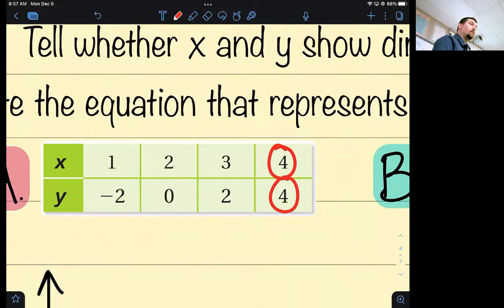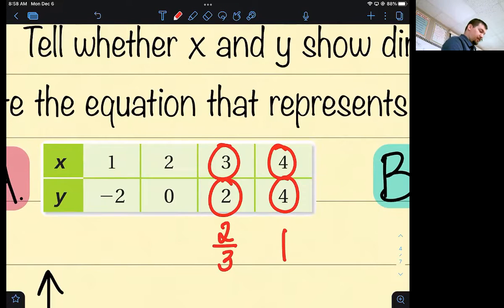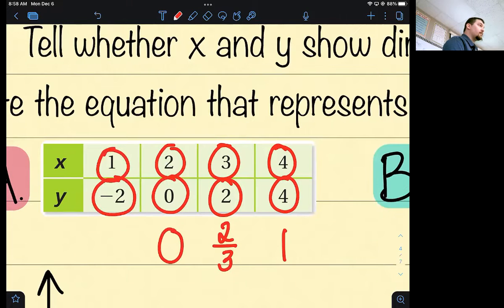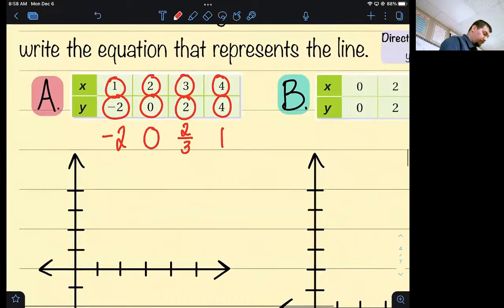What's 4 divided by 4? 1. What's 2 divided by 3? 2 divided by 3? How about the fraction 2/3? Does that work? What's 0 divided by 2? 0. And -2 divided by 1? -2 divided by 1? Are those all the same? This isn't going to be proportional, is it? So when I graph this, are you going to see it go through the origin? No. So watch what happens when we graph it.